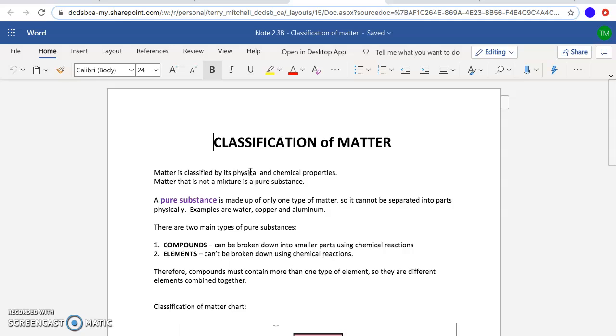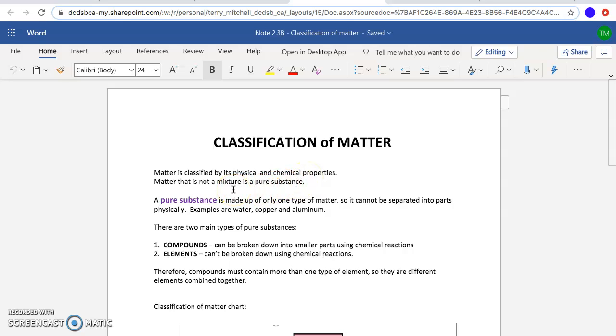Chemical, what does it act like? Well, we can say it's combustible. If it warms up enough, it will burst into flames. So it's combustible. So we can talk about what it looks like, and chemical, what does it act like?